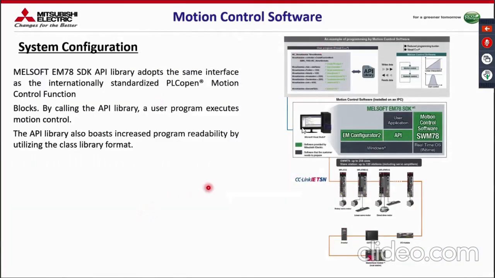Now here you can see the system configuration. Again, I must say this is our industrial PC. On the other side, different numbers of models or field devices are connected, and different numbers of servo amplifiers are connected through our motion model. Okay.